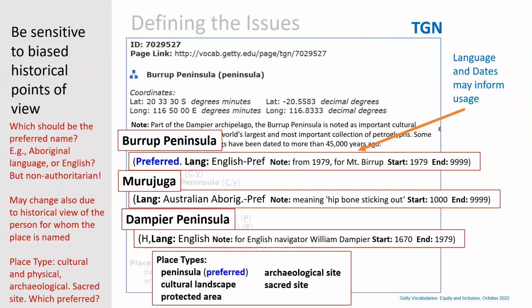Here's another example in Australia. In most common usage in literature, the English term Burrup Peninsula is used, but we do include the Australian Aboriginal term Murujuga, so you could pick out that term if you wanted to because of the flags and preferences marked.